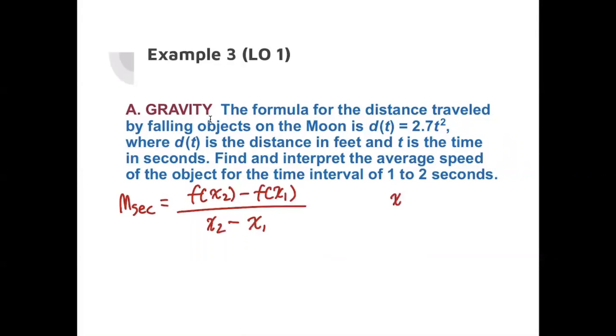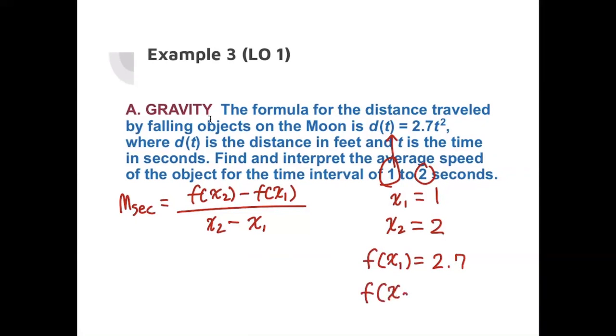Instead, it's a real world problem now, right? x1 is 1. x2 is 2 because they give you the time interval, right? f of x1 can be found by plugging in 1 for t, which is 2.7. Same thing can be found for f of x2 by plugging in 2 for t. So it'd be 2.7 times 4. If you calculate that, it would be 10.8.